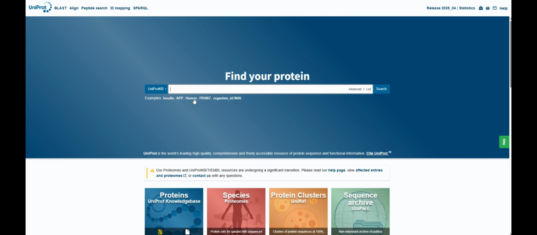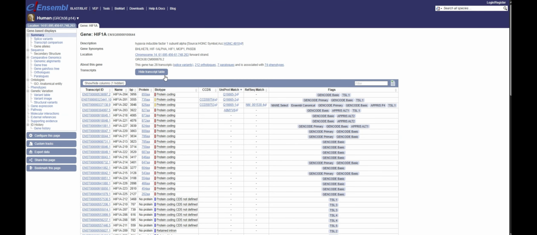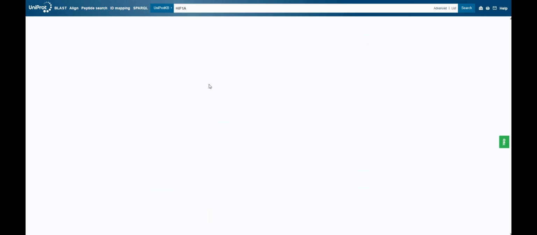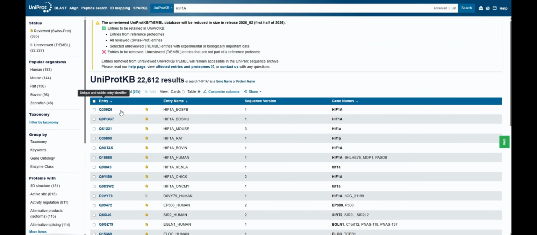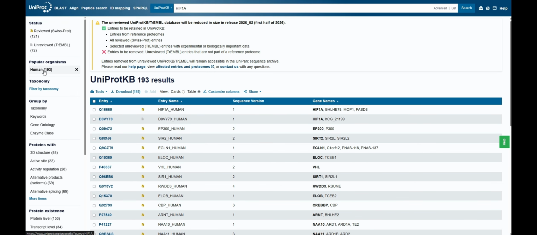And in UniProt, if we can get this to come up. So there are the UniProt links here. I'm just going to search HIF1 alpha. You can search the Ensembl ID, the gene ID, or the gene name, or you can use those links. So several things come up. Limit to human here on the left tab.